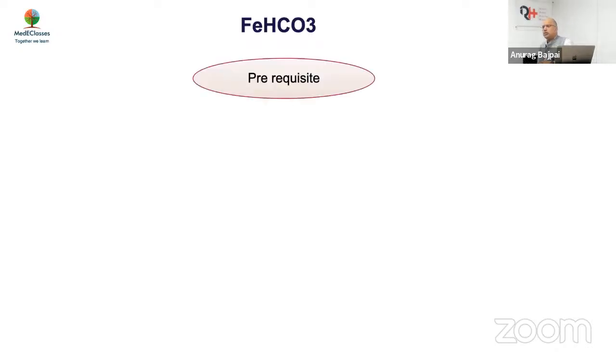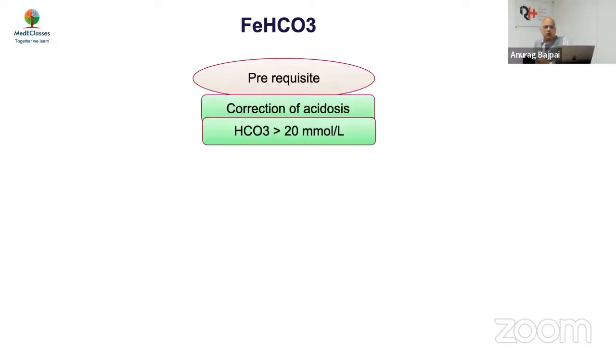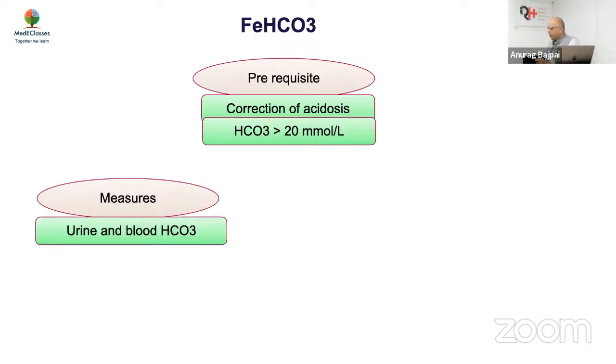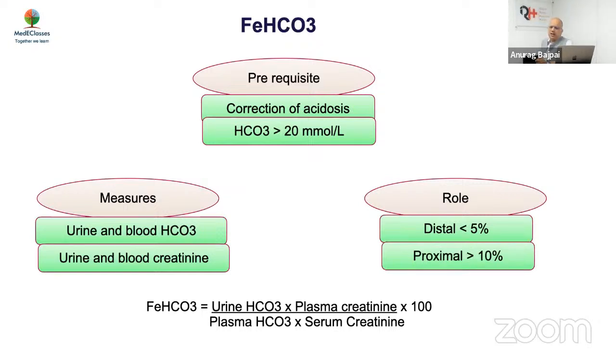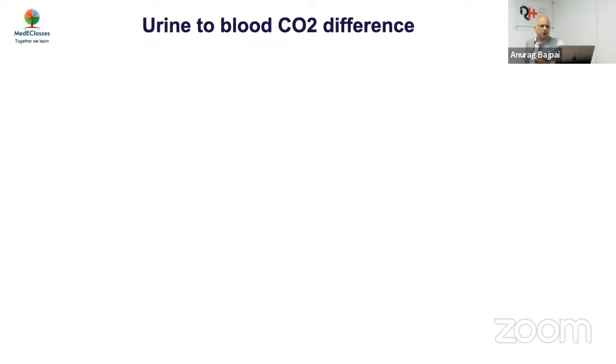Fractionation of bicarbonate should be measured only when you have a reasonable amount of bicarb. If your bicarb is 13 or 14, your FE bicarb will be low and you will say this doesn't fit proximal, this looks like a distal RTA. But you should ideally do it once your bicarb is around 20 or above. You use the fractional excretion of bicarbonate, which is urinary bicarb over serum bicarbonate, into plasma creatinine over urinary creatinine, into 100. This is how you distinguish proximal and distal. Levels are usually less than 10% in distal and more than 10% in proximal.